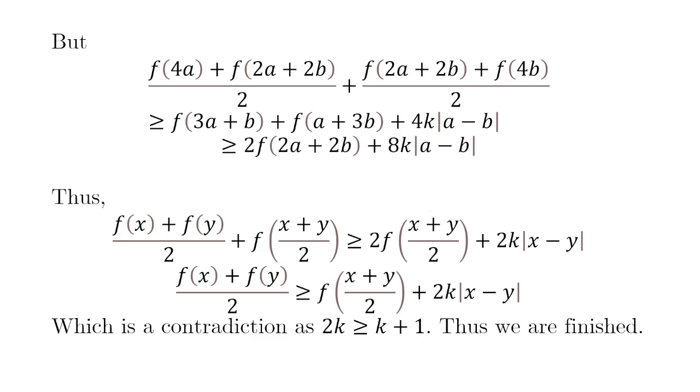Thus, if we sub in the x and y's back, we will get f of x plus f of y over 2 plus f of x plus y over 2 is at least 2 times f of x plus y over 2 plus 2k times the absolute value of x minus y. And now canceling f of x plus y over 2 from both sides, we will get f of x plus f of y over 2 is at least f of x plus y over 2 plus 2k times the absolute value of x minus y.